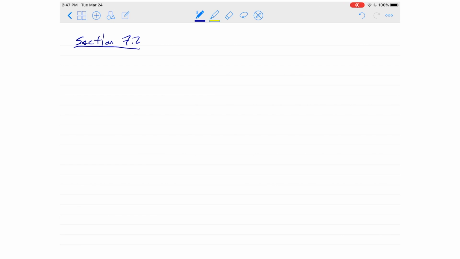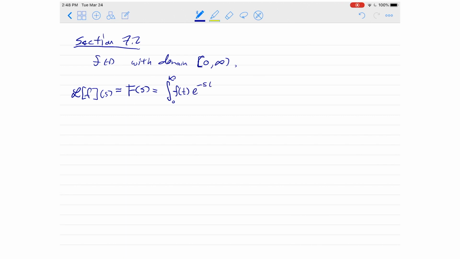There's two ways we write it. Typically, we start off with a function f of t, defined with domain, say, 0 to infinity. And the Laplace transform for this function, we will often denote by cursive L of f of s, and sometimes we'll also write this as just capital F of s when we want a shorthand. Now this is defined as the integral from 0 to infinity of f of t e to the minus st dt.